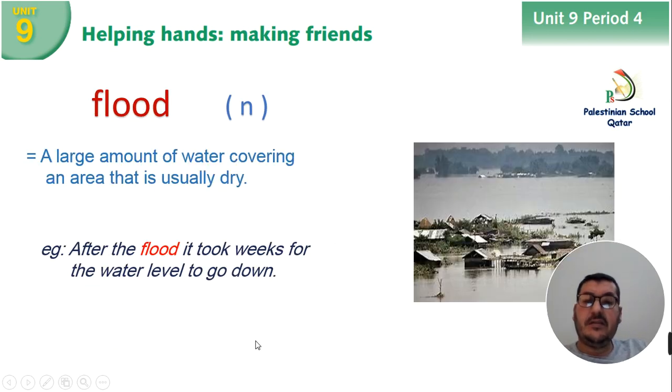Okay, after extra we have flood, a large amount of water covering an area that is usually dry. Here in the picture, the water covers the houses and the farms and the area. After the flood, it took weeks for the water level to go down.